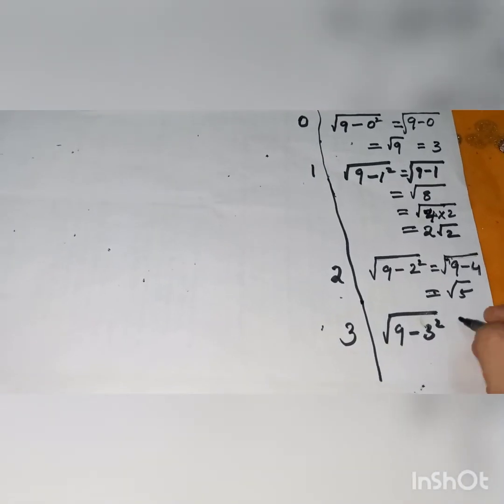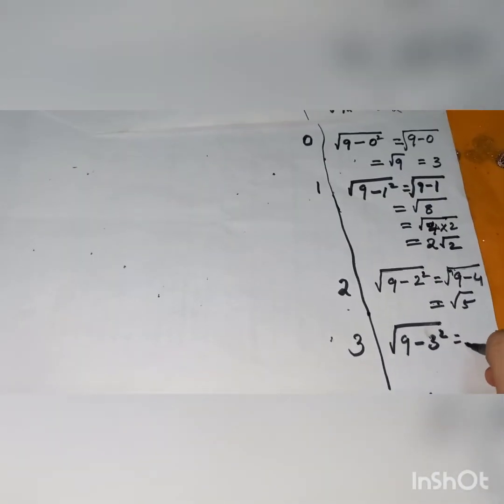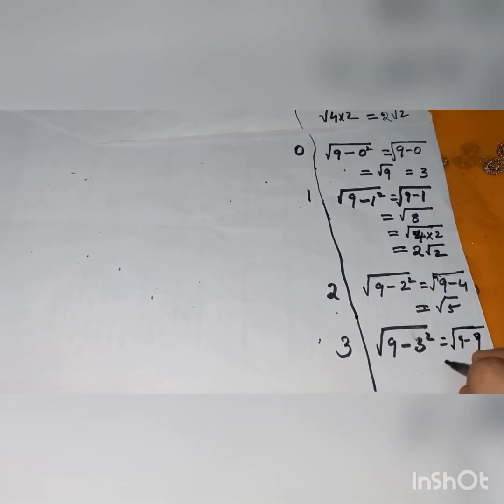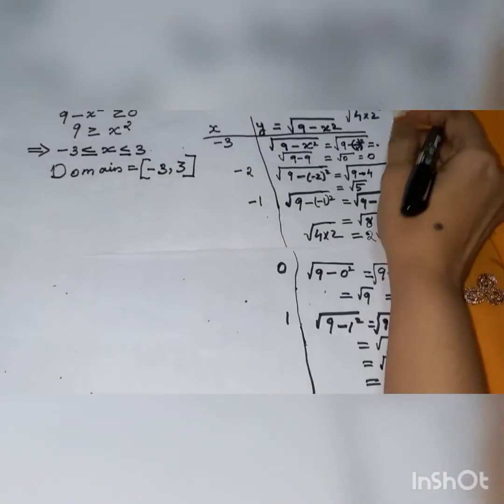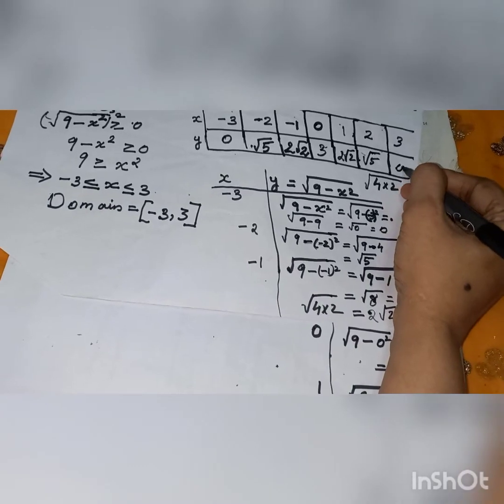Root of 9 minus 3 square means root of 9 minus 9. So we get 0. If you put 3, you get 0.